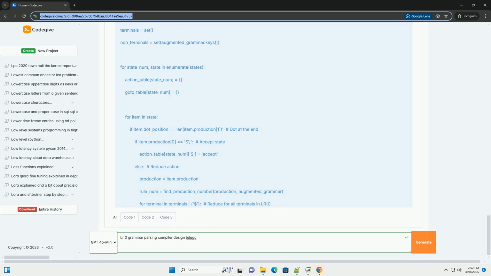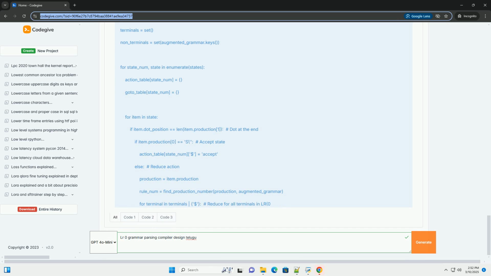LR0 parsing concepts in Telugu. Grammar, Vyakaranam: the rules that define the structure of our programming language. Like Telugu grammar rules that specify how words combine to form sentences. Production rule, Utpatti Niyamam: a grammar rule that defines how a non-terminal symbol can be replaced by a sequence of other symbols, terminals or non-terminals. Example: statement → if condition then statement else statement.